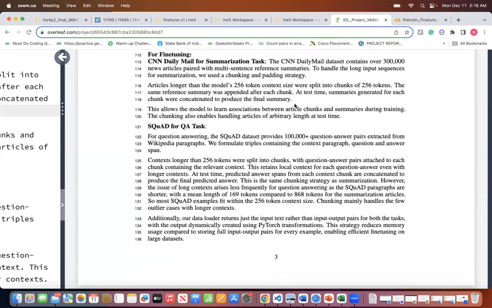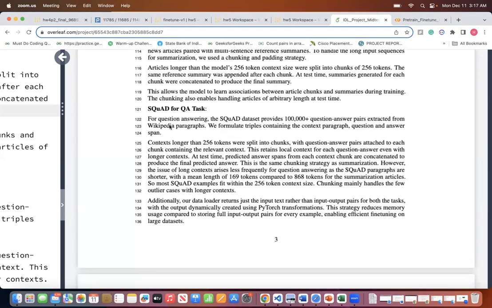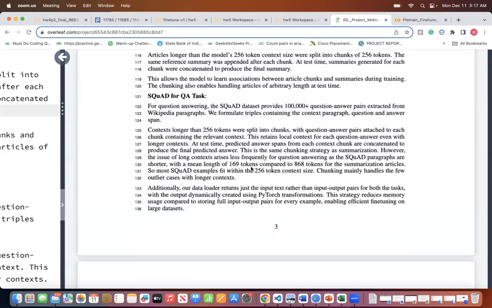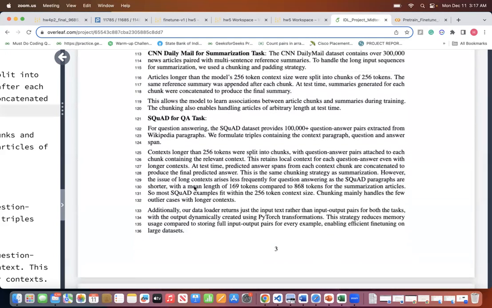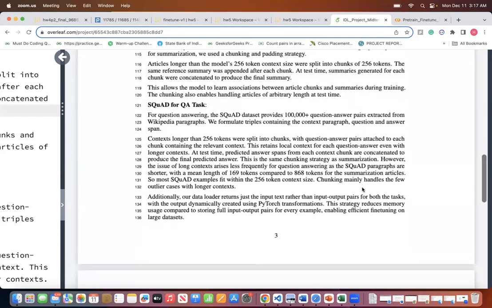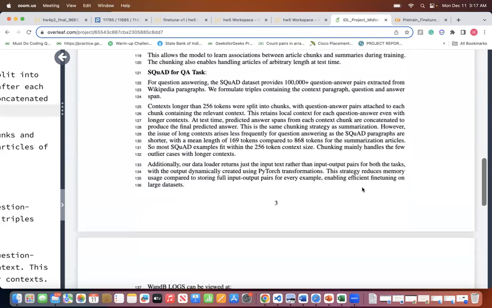A similar data loading strategy was also adopted for the SQuAD dataset. We did not face this issue much, since the SQuAD dataset does not have as many long sentences as the article size of the previous dataset. The mean length of the SQuAD dataset is 169 tokens, compared to 868 tokens for the summarization articles. We used the same data loading strategy for both tasks.